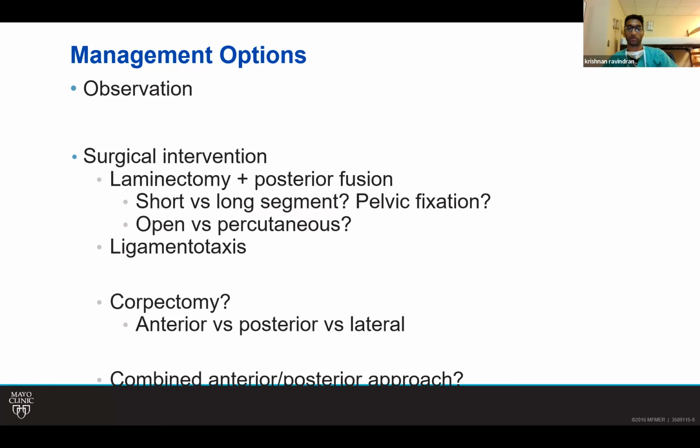And so these are the indications overall for considering surgery in these type of patients: greater than 40% canal compromise, kyphotic deformity, and loss of vertebral height greater than 50% or more.